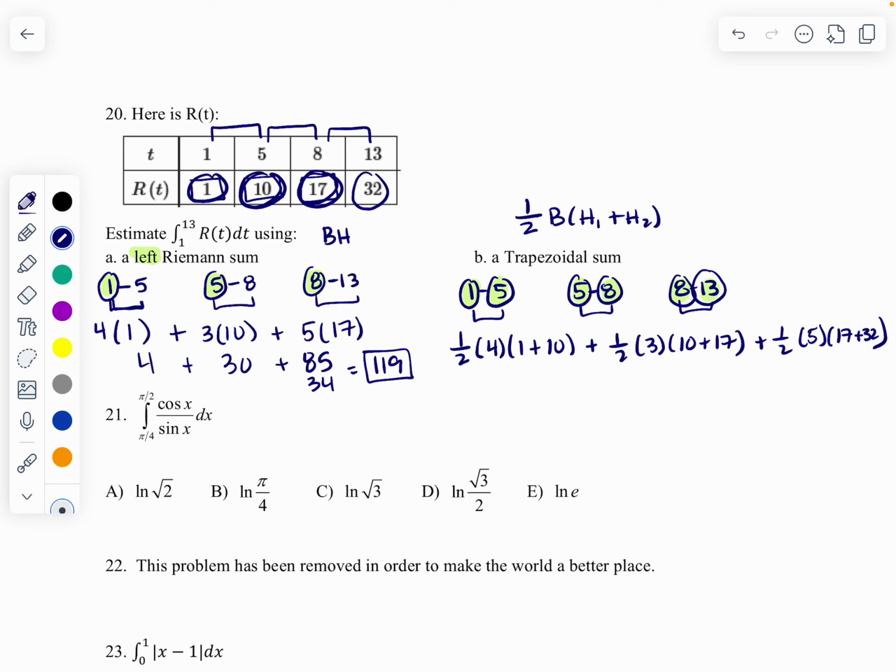Okay, a gross little math problem. Let's see what we got. Okay, so the half of 4 is 2. 1 plus 10 is 11. That wasn't so bad. Then we have half of, okay, this is 3 times 10 plus 17 is 27. And then we have half of 5 times 17 plus 32, which is 49.